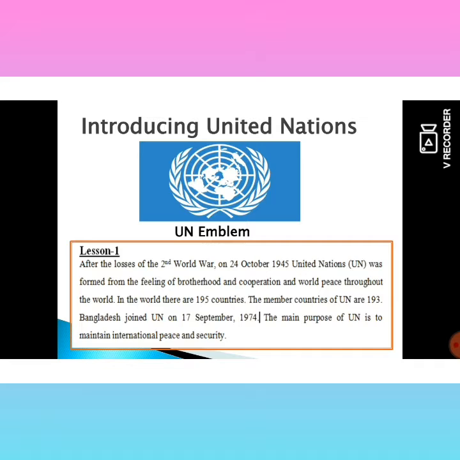Bangladesh joined UN on 17 September 1974. Another important information, Bangladesh joined UN on 17 September 1974. The main purpose of United Nations is to maintain international peace and security. This is the main purpose of United Nations. This is the introduction to United Nations.